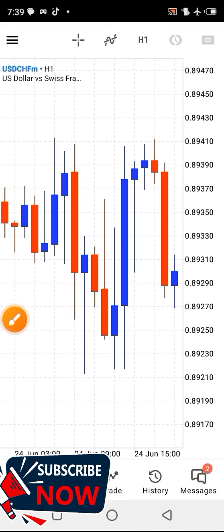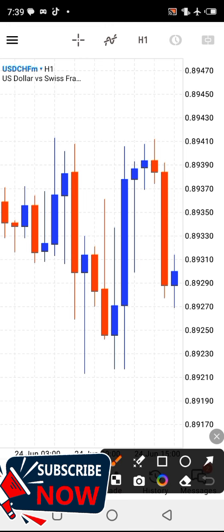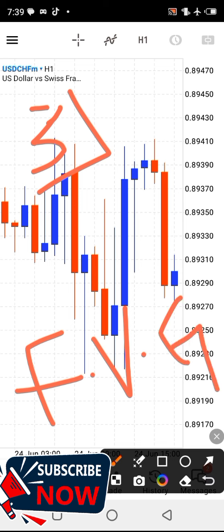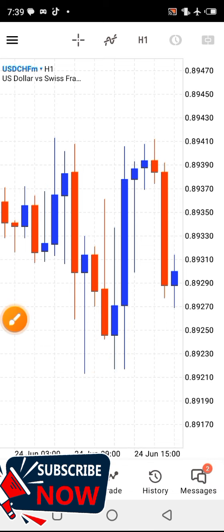Good. Now the last thing you need in order to make this strategy work, which is the third thing, is simply FVG. Okay, you need an FVG, which is a fair value gap. Being able to combine these three things will make the strategy work for you. Okay, so what are the steps you need to take?